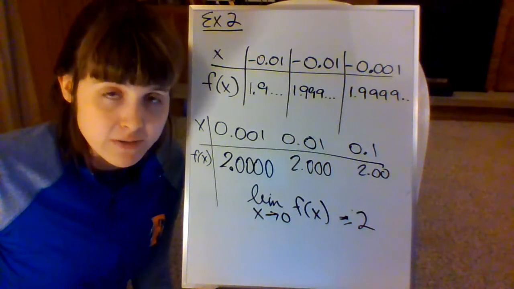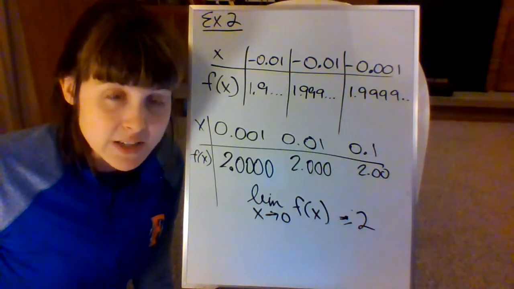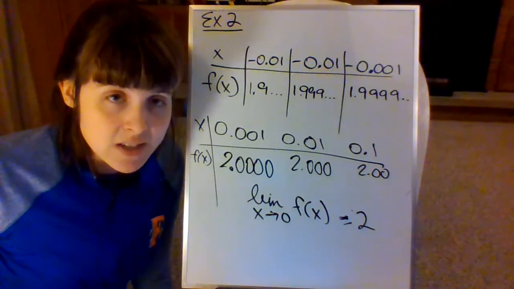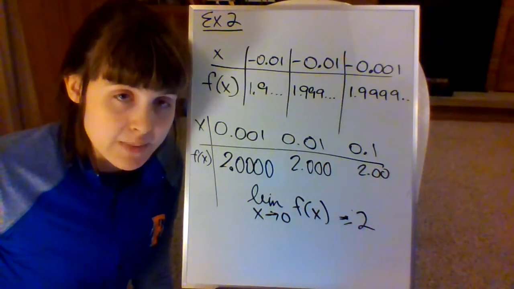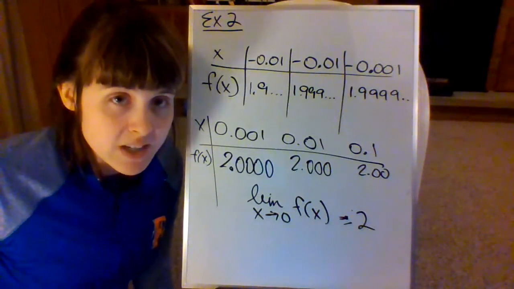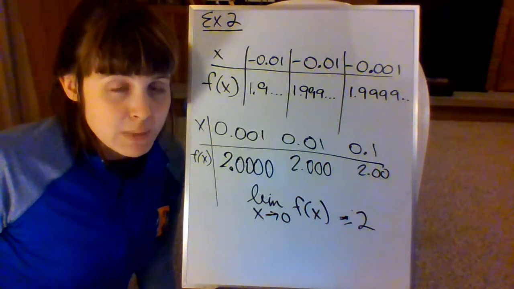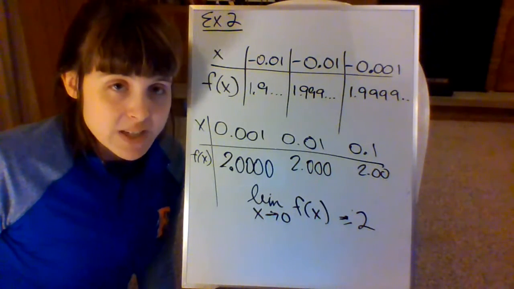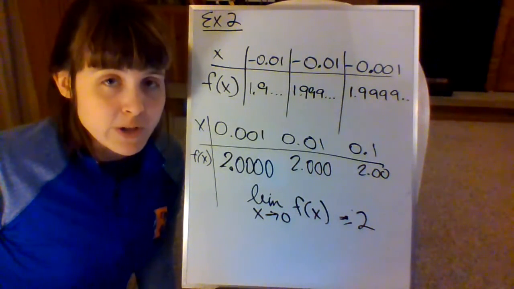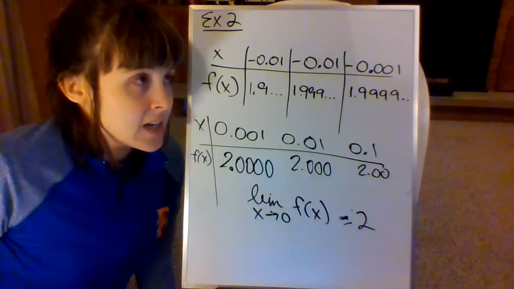So if it's a graph, you have to check it out from both sides if it doesn't specify left or right. If it's approaching the same value from the left and the right, then it has a limit. If they're approaching different values, then it doesn't have a limit. If it has a minus sign behind the number, that means approaching from the left. If it has a plus sign behind the number, that means you're approaching from the right. And that's pretty much it.